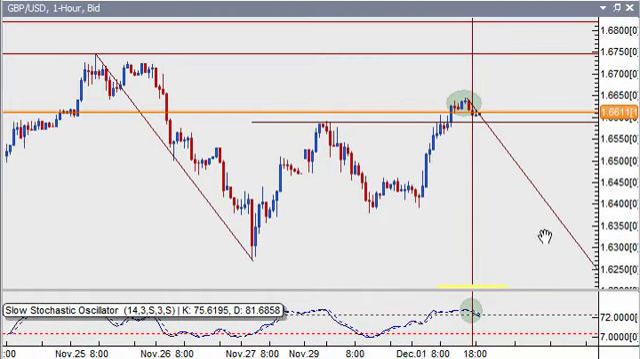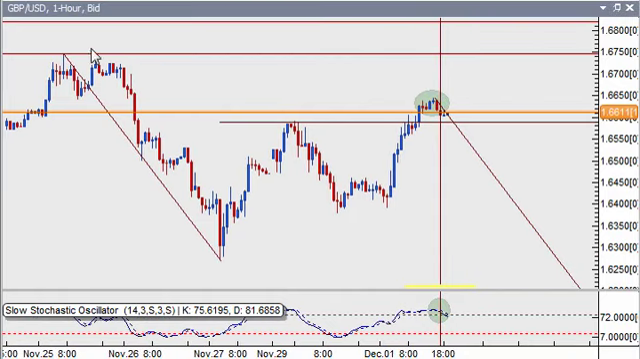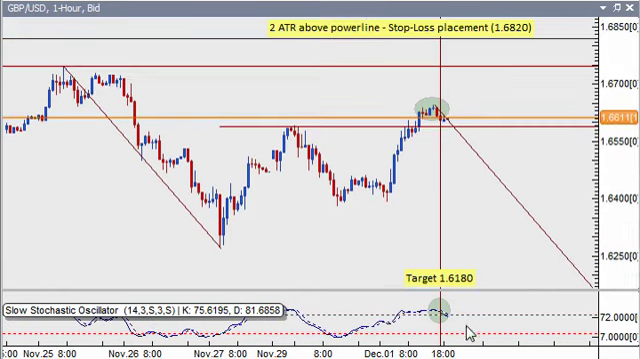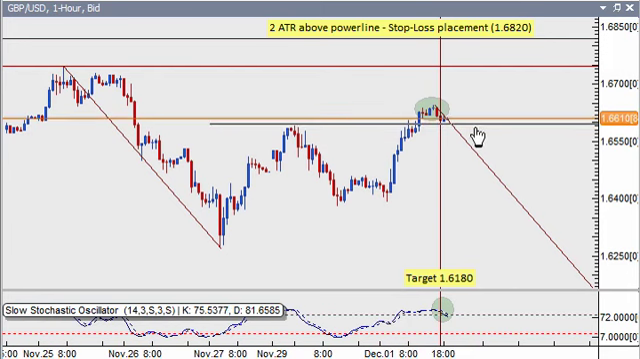That is, if the market behaves in a similar fashion, similar volatility and such. So as I mentioned, we have a stochastic crossover here. We basically have all these reversal signals, but we don't have a trigger yet. And that would come in the form of breaking below this. Now, if it does break below this, we assess our reward to risk.